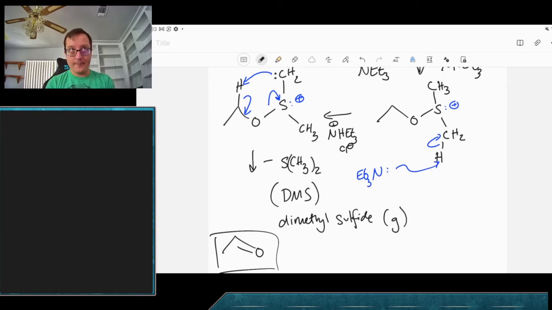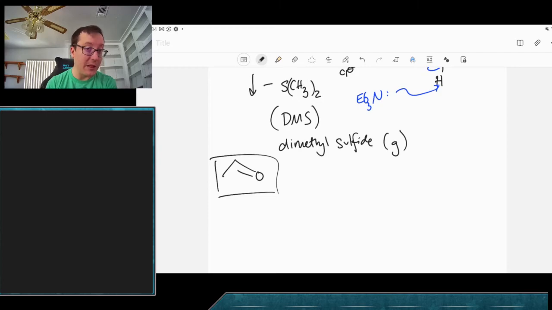All right. Any questions on that one? So lots of side products there. We have another one with relatively low atom economy, which is the Dess-Martin periodinane.